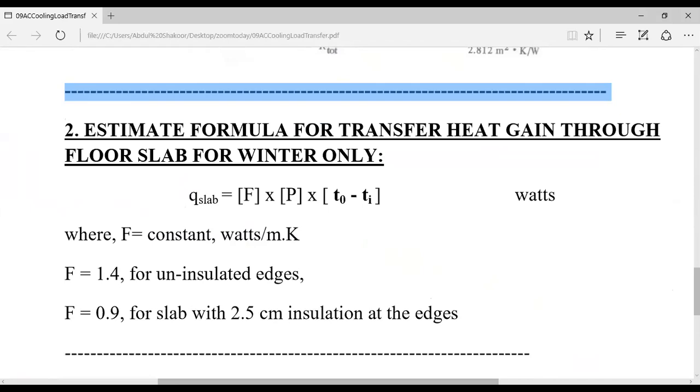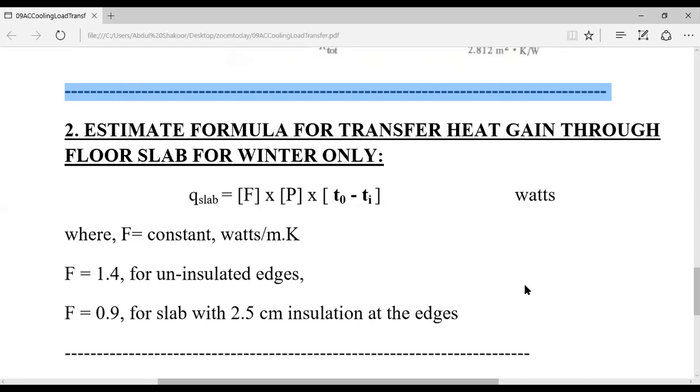Inside air is hot in winter, and the outside surface temperature and the ground temperature at 3 meter depth is very low. Because of that temperature difference, heat transfer takes place, and there is no exact scientific formula for it. There is an empirical formula, based on experience, which is Q slab equals F multiplied by P multiplied by (To minus Ti), where F is a constant in watts per meter Kelvin, and it is given in the textbook. F is equal to 1.4 for insulated edges.